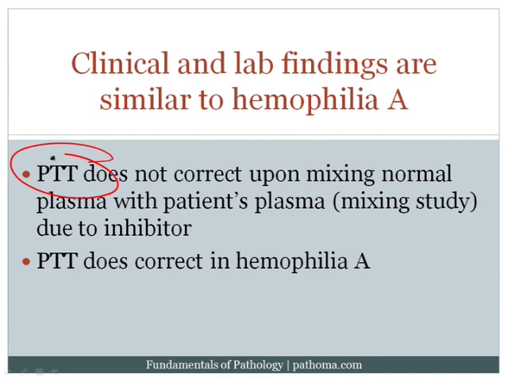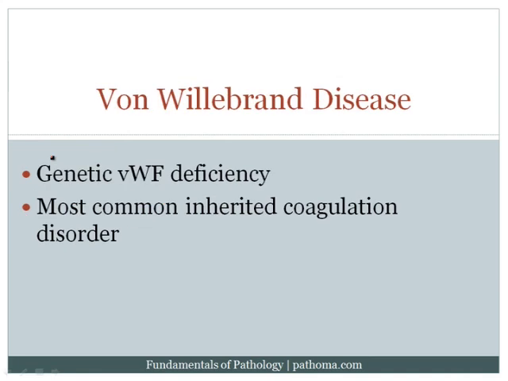All right, so that's important to bear in mind. The next of the disorders that we want to discuss is von Willebrand's disease, and this is a genetic defect in von Willebrand's factor. This is the most common inherited coagulation disorder, so that's very high yield. It's high yield to know that. It's also high yield to know this disorder.